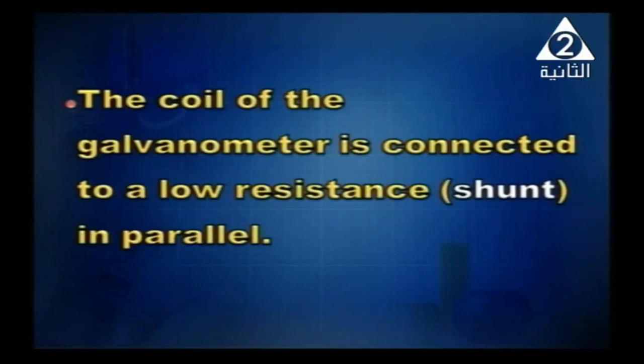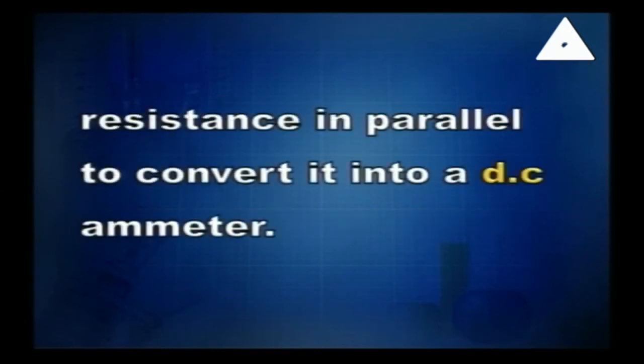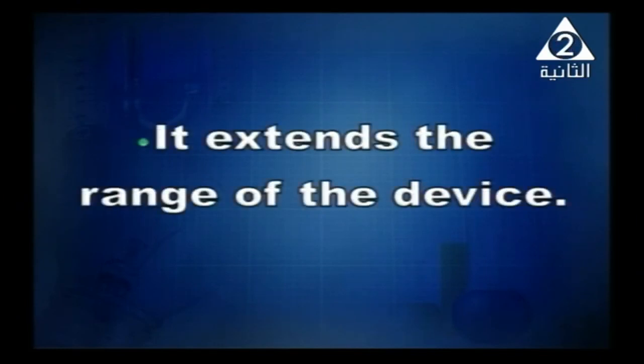Another give reason: the coil of the galvanometer is connected to a low resistance, we call it shunt, in parallel. What is the function of the shunt? It is to convert the galvanometer into a DC ammeter. Function of the shunt: it extends the range of the device, and this means it enables the device to measure higher current intensities.